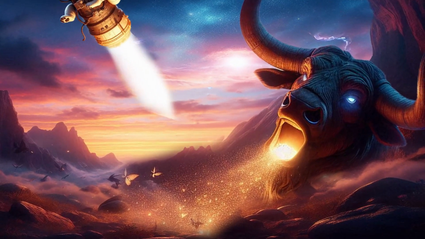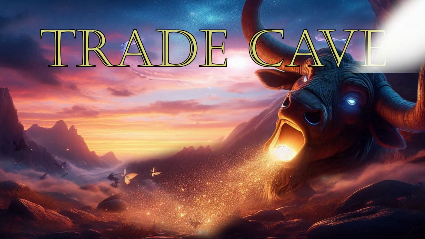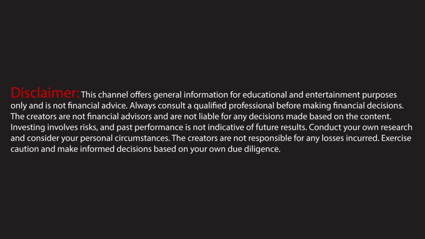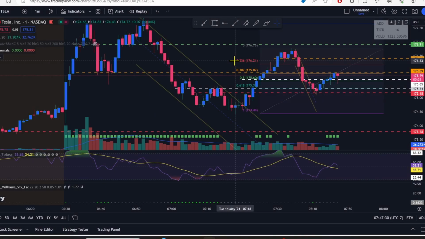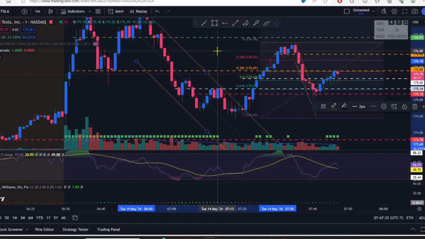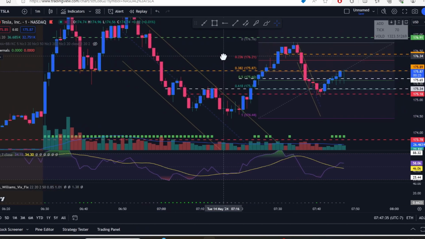Chart Art V2. I know I already did a video this morning, but we're going to do another one. I did another two Tesla trades again this morning. They both turned out pretty good here, and I'm going to go over those real quick.